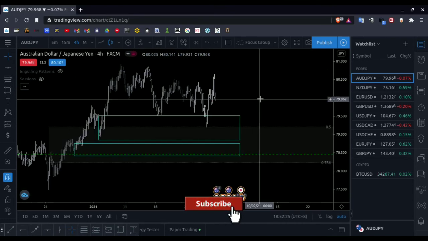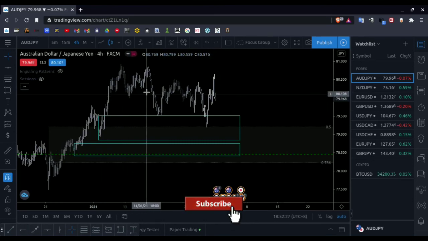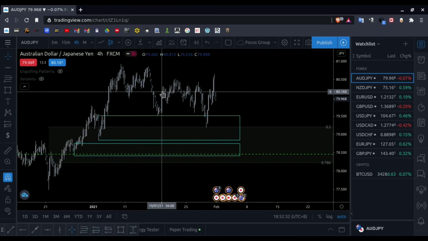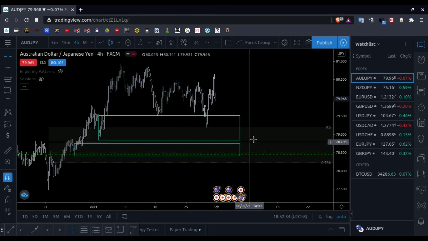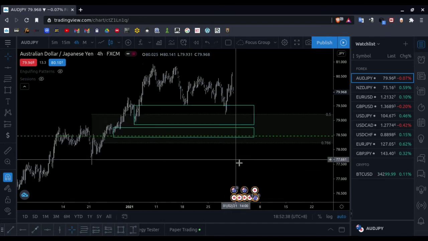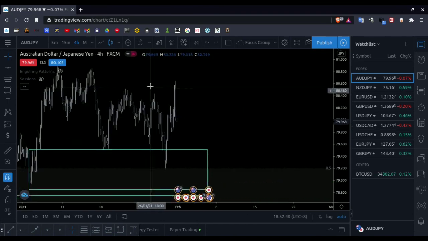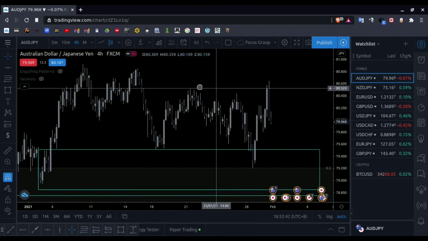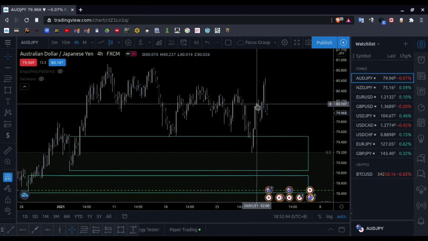So any zones that you have up here, you can still draw them out, but just know that they are of a lower probability of working out. But the deeper the price goes, between the 50% and the 78.6, if you find zones within that area, just know that those are the high probability levels where you can definitely have the most odds of the trade working out.